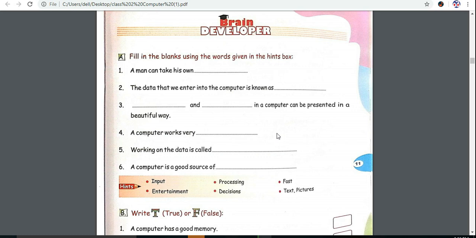One more time, do you want the answers? First one is decisions. Second one is input. Third one is text and pictures. Fourth one is fast. Fifth one is processing. And the last one, sixth one, is entertainment. I hope you understood this fill up.